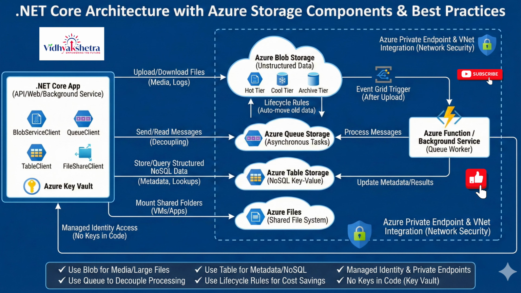Final summary, service purpose: Blob storage: large unstructured files. Queue storage: async messaging and task decoupling. Table storage: structured NoSQL lookups and metadata. Azure Files: shared folders mountable on VMs.